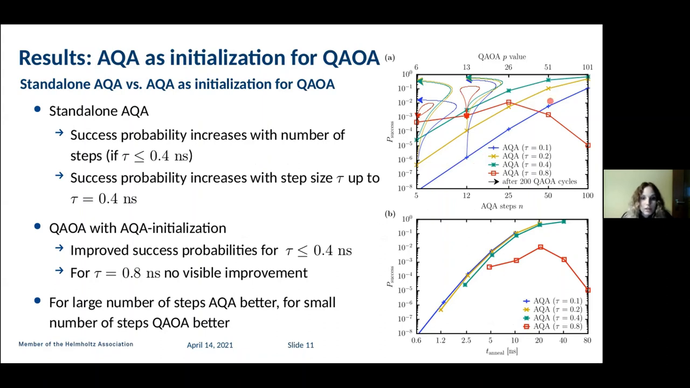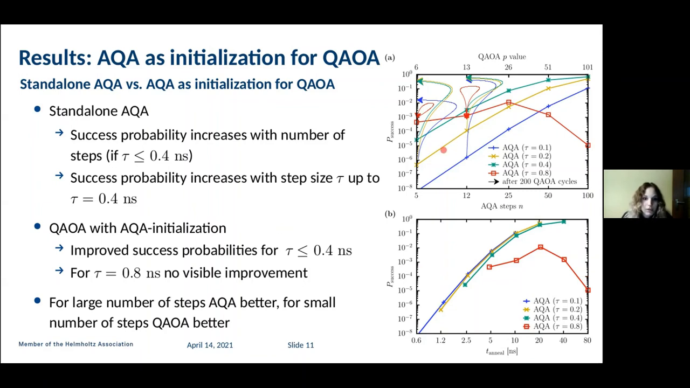So if we have many steps, then we see we can reach quite good probabilities for Aqua for different time steps. For up to a time step of 0.4 nanoseconds, we actually get improvement if we increase the number of steps and also if we increase the step size. And how can we explain this? Probably in this regime, we are still close to quantum annealing. If we increase the number of steps or the size of the step, then we actually increase the annealing time, and with increasing annealing time, we get better results. But this does not hold anymore for the case with the time step of 0.8 nanoseconds. So here we are really out of the quantum annealing regime.